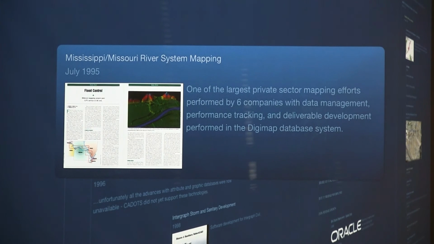Back in '95, the Mississippi had flooded. Some of you might remember, but it really created catastrophic damage along the Mississippi, all the way from the mouth of the Mississippi all the way up to the Missouri. And we were asked to do the mapping for the Corps of Engineers. And so all 6 firms got together and we did this project. It was a very, very successful job.